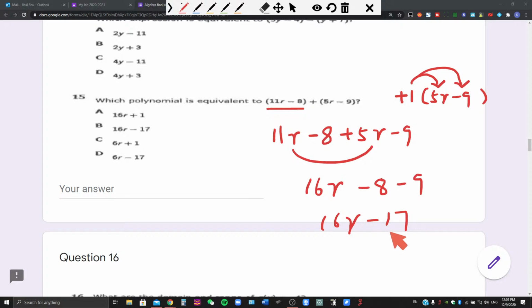16r subtract 17. And we cannot further add up because they are different terms. 16r subtract 17. So the answer is B. Okay, you cannot further add up. We need to stop here.